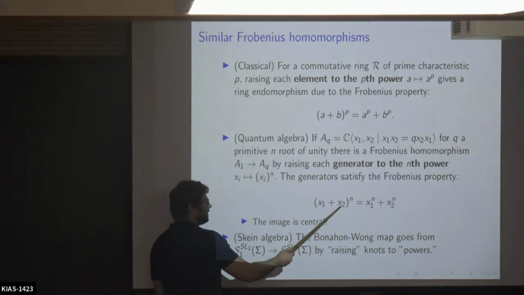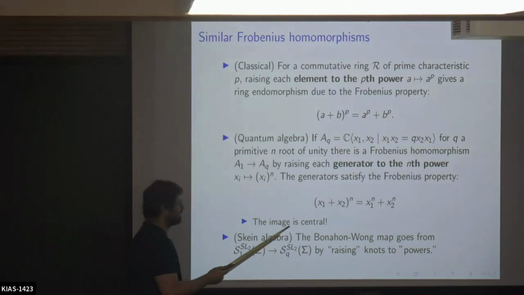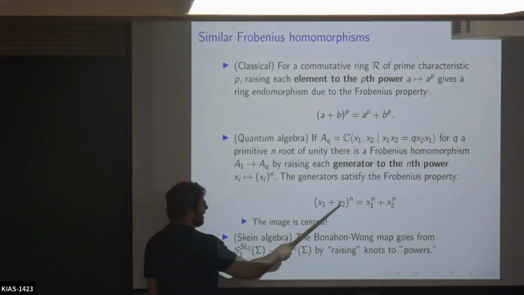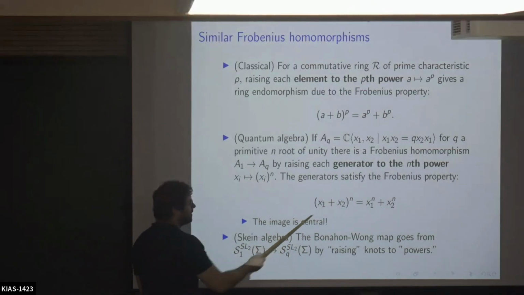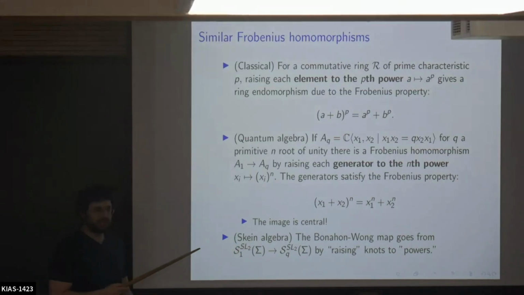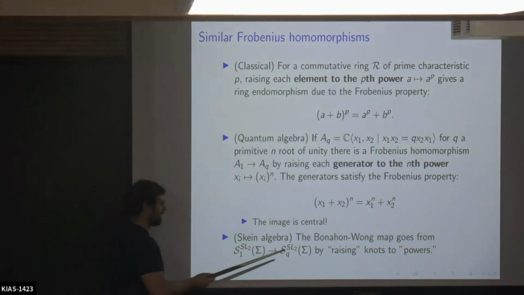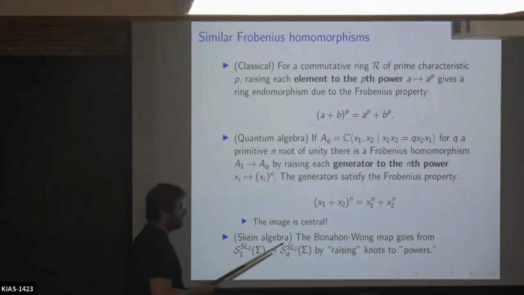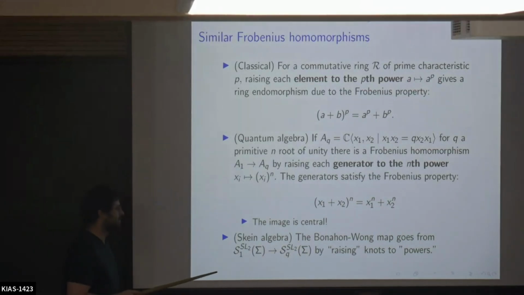If you take (x1 + x2) to the nth power, you get x1^n + x2^n. If you wrote this out, these don't commute, so you don't get a binomial expansion, but you get a q-binomial expansion. And in that case, all the intermediate q-binomial coefficients vanish.